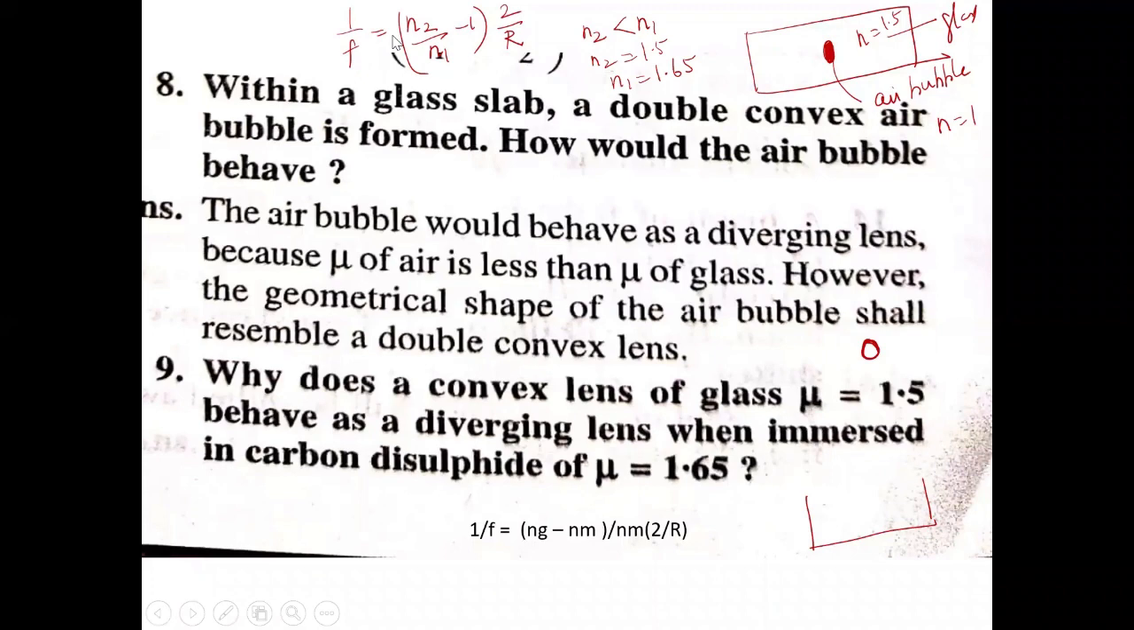Children should write the formula because they are asking for the reason. Already it is given that it is immersed, and they are telling us that it behaves like a diverging lens. Why? The children should write the formula. N1 will become negative, F will become negative.